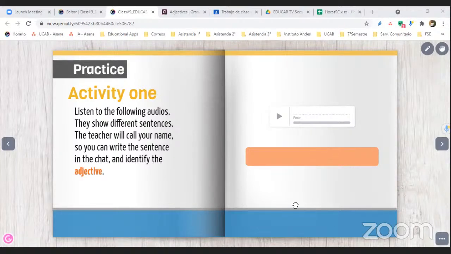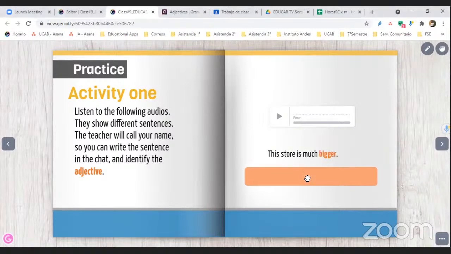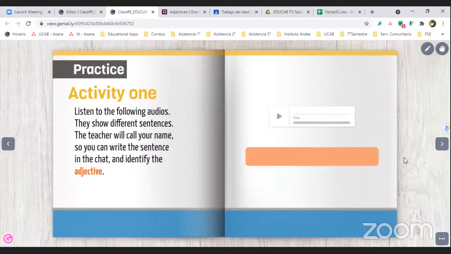Okay, this store is much bigger. Okay, so just one little tiny mistake in the word bigger because it is with double G, but very good job, Leticia. This store is much bigger, okay? Good job. And well, you obviously just saw the adjective that it was bigger, okay? Bigger was the adjective. Okay, good. Let's move to the last one. This is the last one, okay?